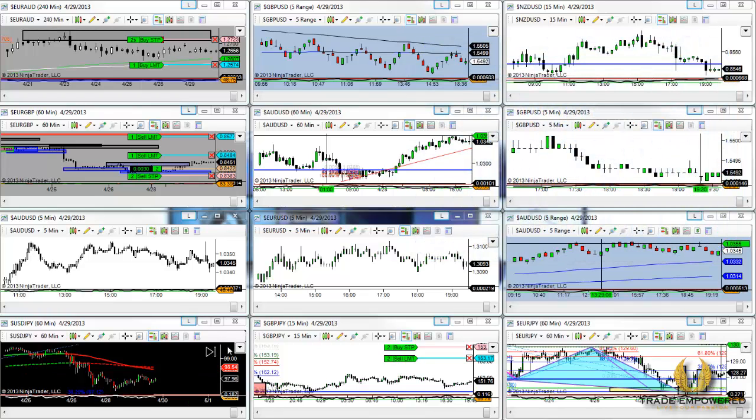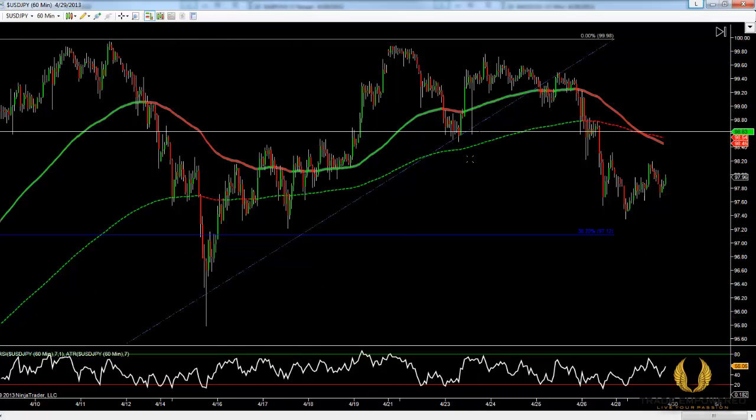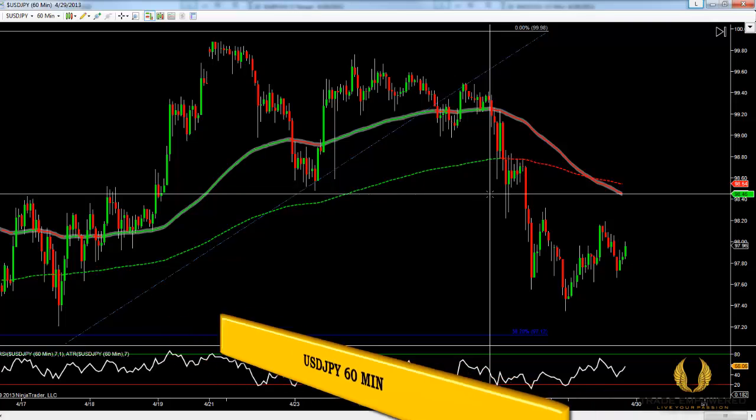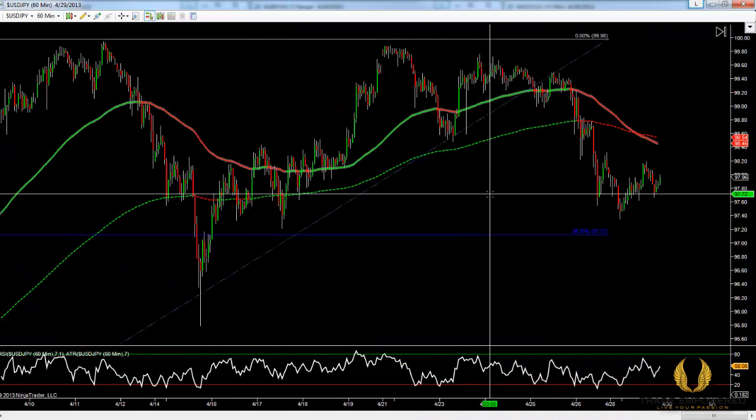So let's start with dollar yen, and I apologize, I'm going to use my black chart. I know some of you guys hate that, but it's my video. I can do what I want. And what we have here is a potential butterfly pattern.